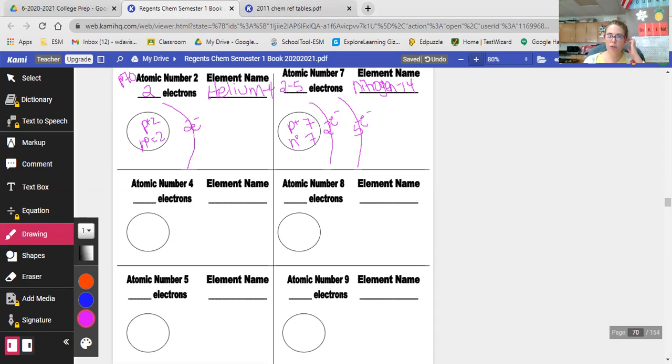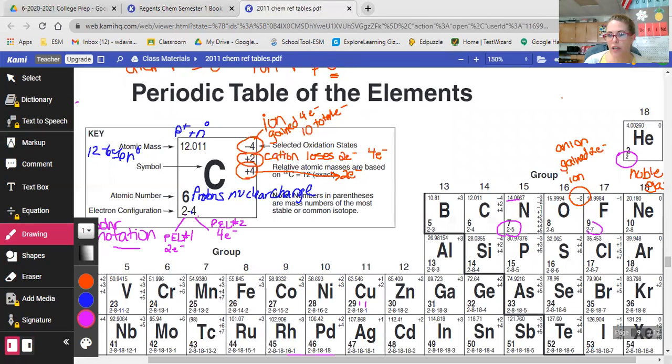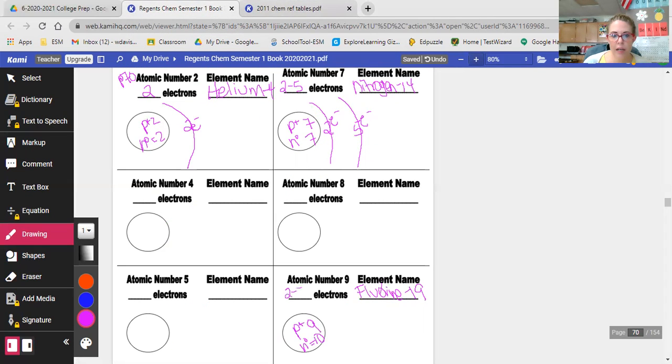Now let's jump down here to number 9. This is fluorine, and the mass is 19 from the periodic table. The atomic number is 9, so that means I have 9 positive protons. So protons are equal to 9, and the neutrons are equal to 10 because I have 19 minus 9. Now I need to go find fluorine on my periodic table. Fluorine has an electron configuration of 2-7. So the 9 electrons are arranged as follows: 2 in the first level, and then 7 in the second level.